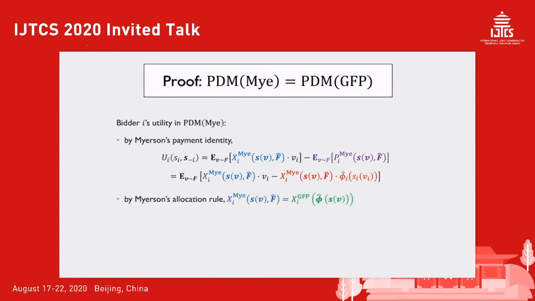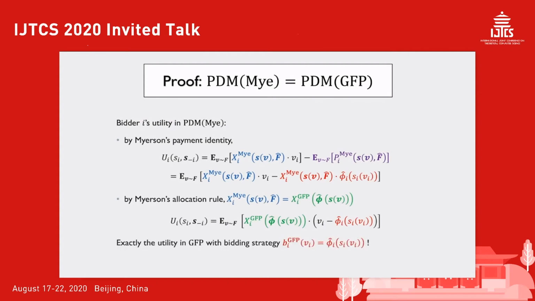And then for the allocation rule of Myerson's auction, notice that in Myerson's auction, we sort the bidders by their virtual values non-increasingly and allocate the slots to bidders one by one. And in GFP, we sort the bidders non-increasingly by their bids. So if we regard the virtual values and the bids as the same, we can see that Myerson's auction's allocation rule is exactly the allocation rule of GFP, where bids are replaced by virtual values. So we can replace the blue part by the green part and write the utility as follows. It is the expectation of allocation times the value minus virtual value, where the allocation is the GFP allocation with virtual values as bids. So this is exactly the utility in the GFP with the following bidding strategy.